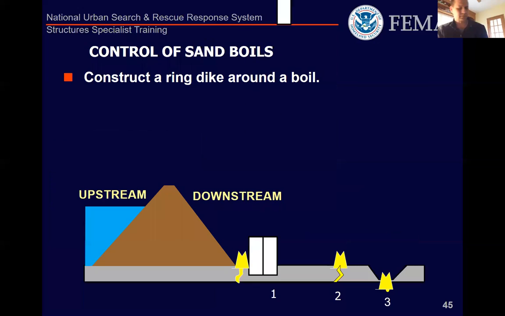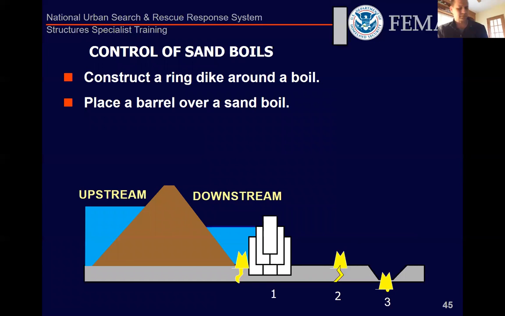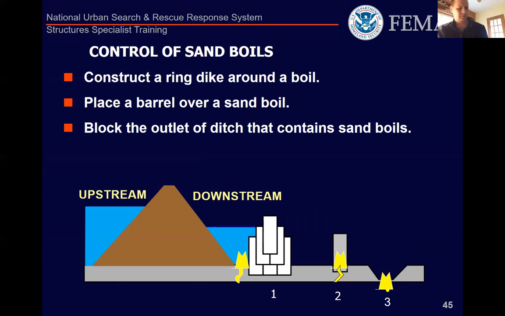So how do we control those? Well, the control of sand boils is done by, you can construct a ring dike around a boil. That's what the first, this is a cross section through it, is showing those white squares. Next, please, Mike. You can put a barrel over the sand boil. The barrel has to have a hole in the top of it. I'll show you pictures of these real ones in a second.